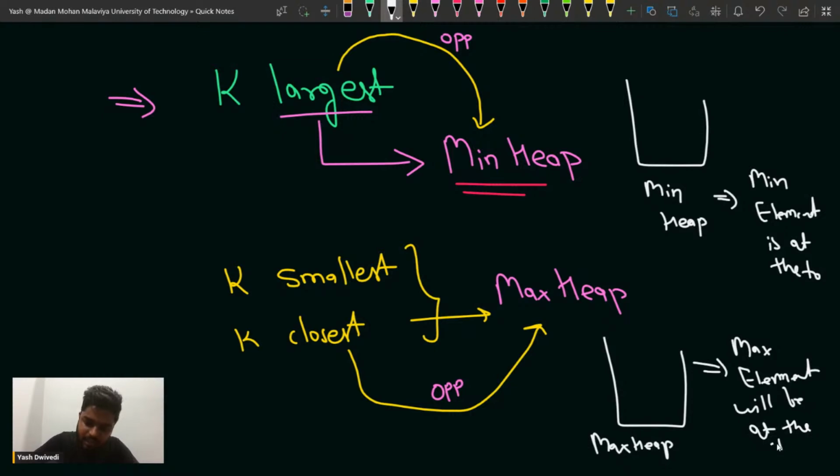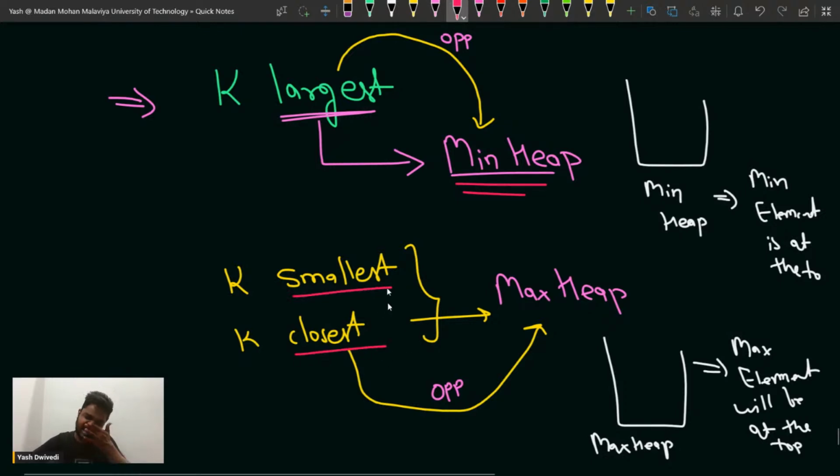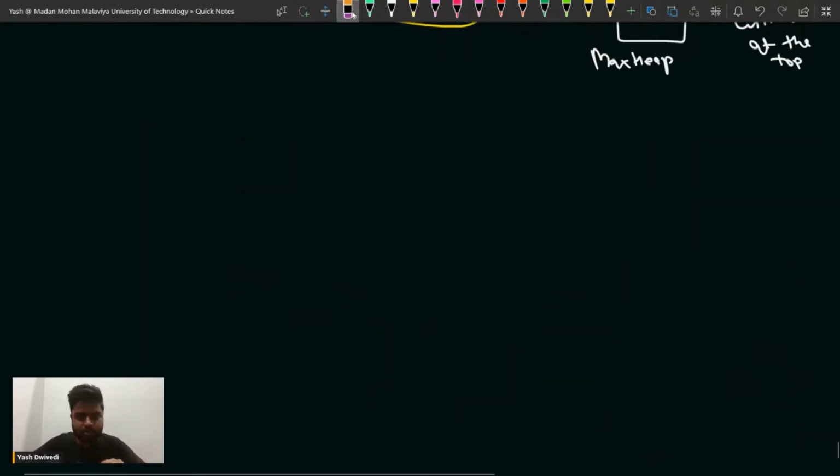Is this much part clear to everyone? Then I will proceed further. Whenever I have to find the largest, I have to use the min heap. Whenever I have to find the closest or smallest, things like that, whenever I have to find lesser, I will use the max heap. Now why is that so? I will explain this also.